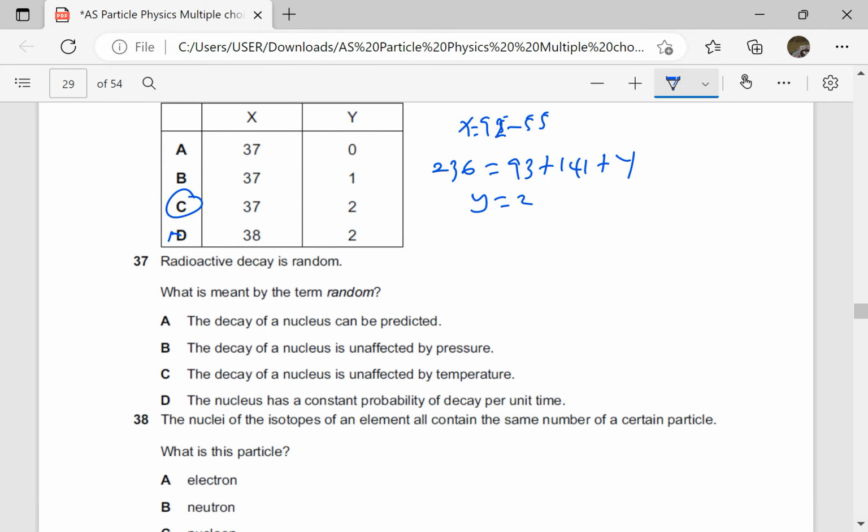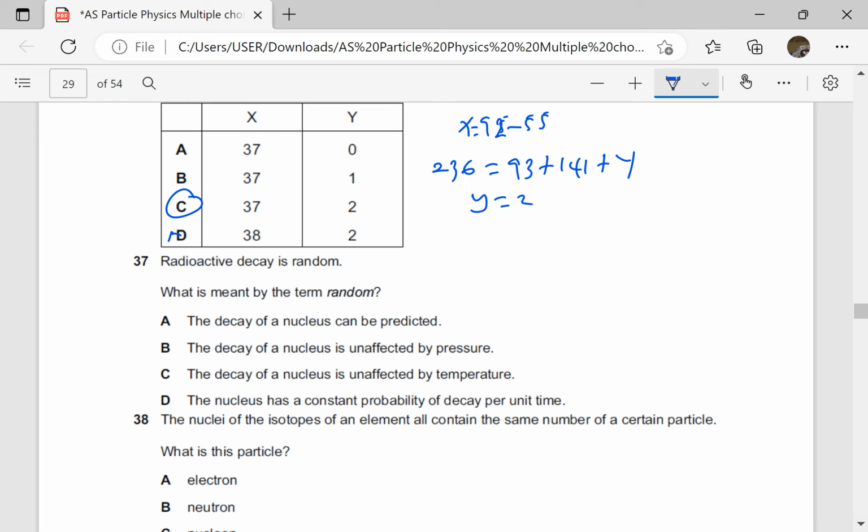Radioactive decay is random. What is meant by random? Random means we cannot predict. We cannot predict which nucleus in a given sample is going to decay next. What does that imply? The nucleus has a constant probability of decay per unit time. We cannot predict which nucleus in a given sample is going to decay next, but we are sure that a nucleus is actually going to decay in a given time.